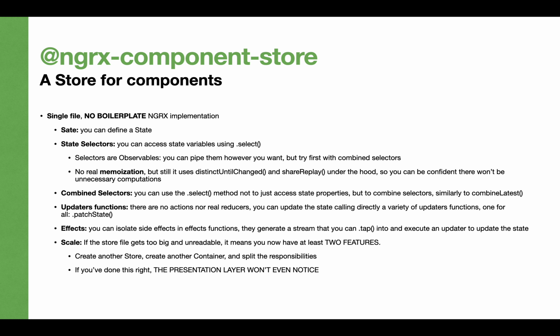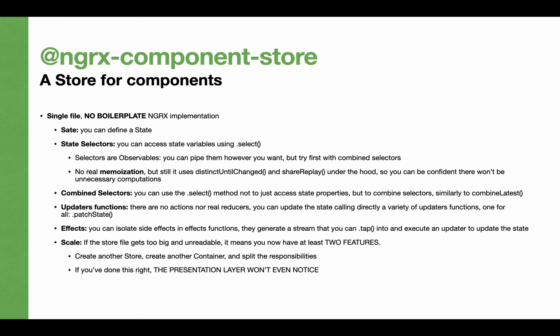In this single file, we're going to have a state that we can define with different properties. We're going to have state selectors using this .select method that are going to expose slices of the state's properties. And these are going to be just observables, so we can pipe them however we want. There will not be real memoization, but still, because it uses distinctUntilChanged and shareReplay under the hood, we can be pretty confident that we are not going to execute unnecessary computation.